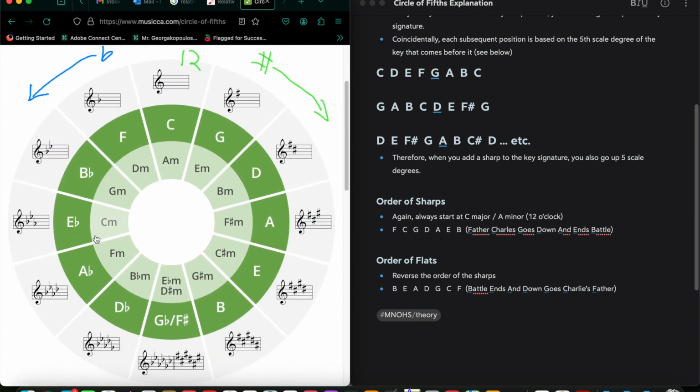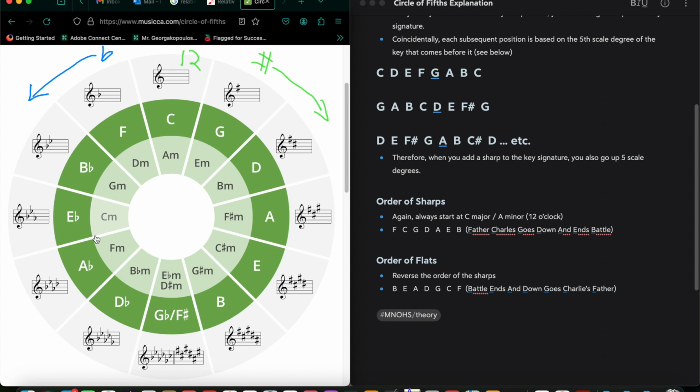So that is our discussion and orientation of the circle of fifths, what it looks like, how it's used, and why it's called what it's called.